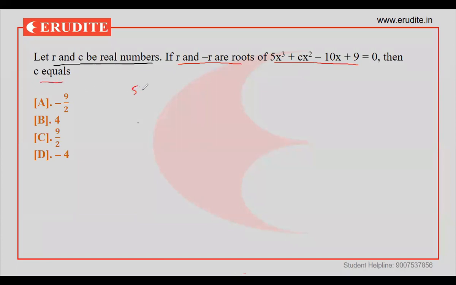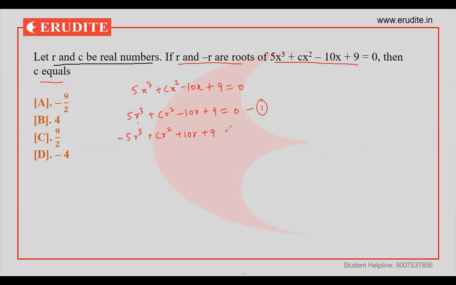So the given equation I am going to write is 5x cube plus 6x square minus 10x plus 9 equal to 0. If r is a root of this equation, it should satisfy it. So replace x with r, and I get 5r cube plus 6r square minus 10r plus 9 equal to 0. This is the first equation I get. And if minus r is a root of this equation, then it will also satisfy it. So replace x with minus r. 5 into minus r cube will be minus 5r cube, and 6 into minus r square will be 6r square. If I replace x with minus r, it will be plus 10r.